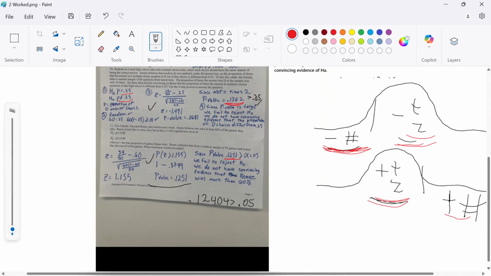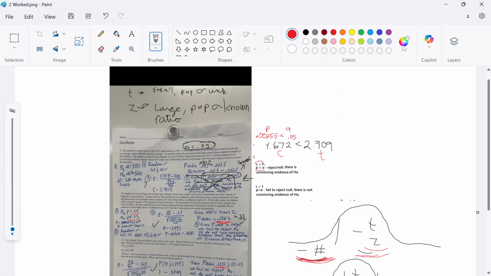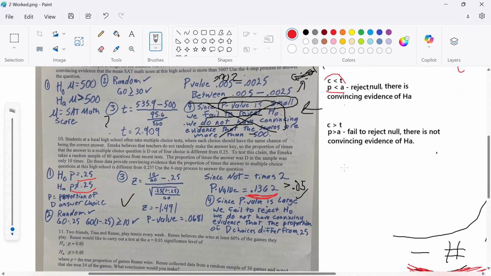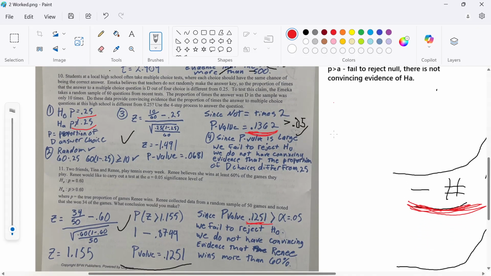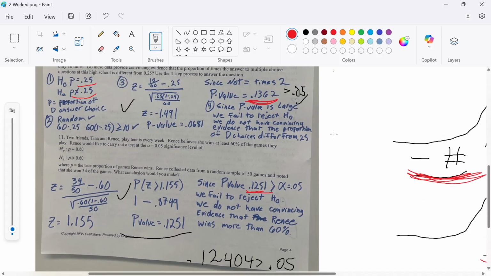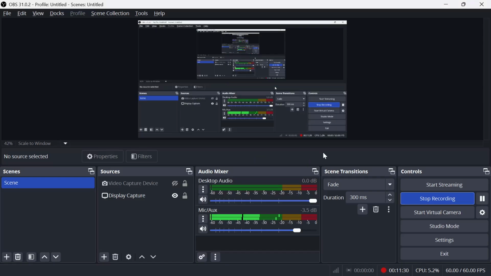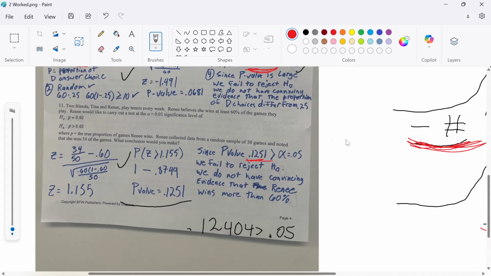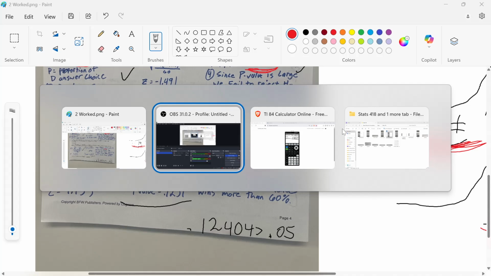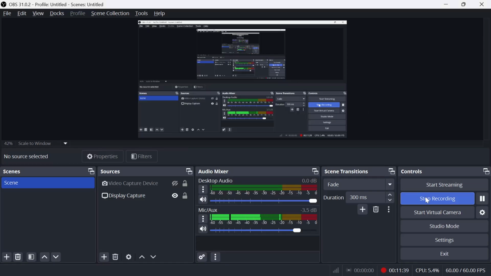So again, when p is greater than my significance level, fail to reject the null hypothesis. There is not convincing evidence of the alternative hypothesis. In this case, the alternative is that the percentage of tennis matches this person won is greater than 60%. So in this case, fail to reject. There is not convincing evidence that Renee won more than 60% of the matches. But anyway, that's how to use the TI-84 to find p-values from t's and z's, and then also how to use the t-table if you have the t's to also come to your conclusion.